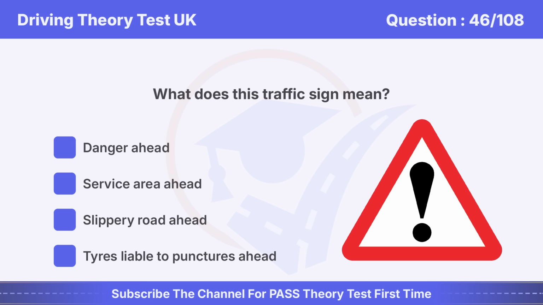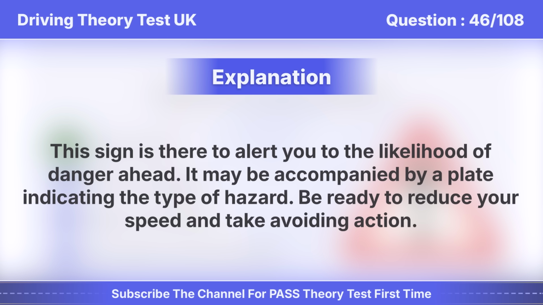Question 46. What does this traffic sign mean? Answer is A. Danger ahead. This sign is there to alert you to the likelihood of danger ahead. It may be accompanied by a plate indicating the type of hazard. Be ready to reduce your speed and take avoiding action.